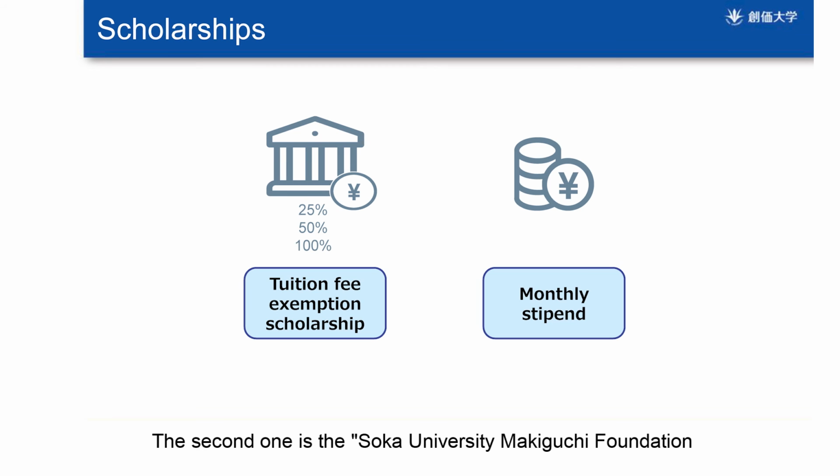The second one is the Soka University Makiguchi Foundation for Education International Students Scholarship, and its application is done after enrollment. This is a monthly stipend scholarship which varies according to the student's academic performance. Further information is available in the application guidelines.